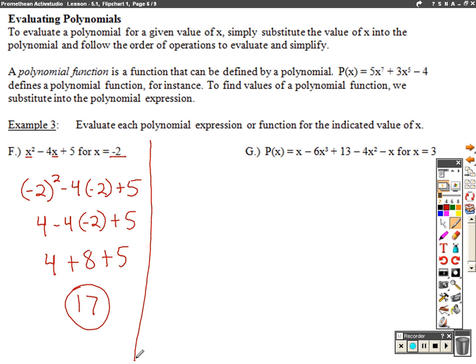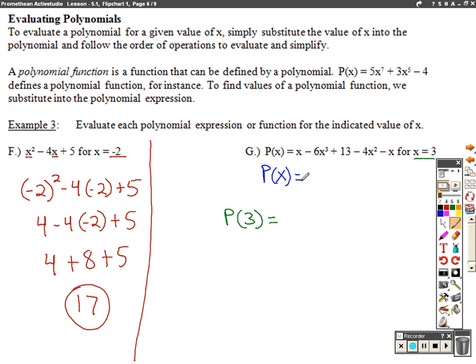Same thing in letter G. We're evaluating a polynomial function. We need to find p of 3. So I can just plug 3 in everywhere that I see x. But what you'll notice here for this problem is you can make your life a lot easier if you first collect your like terms for your function p of x.